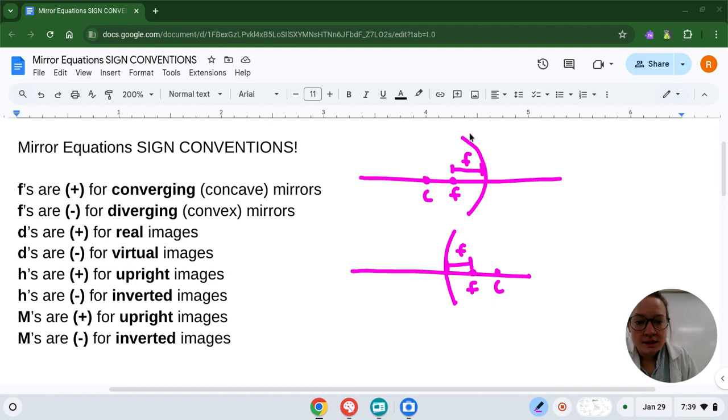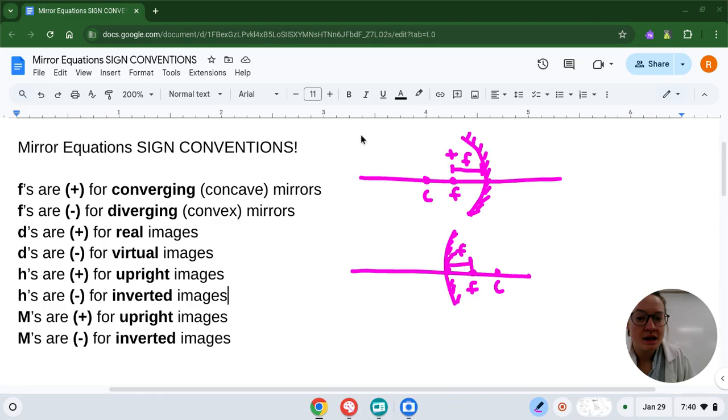Notice here that the focal length is on the front side of the mirror for a converging mirror. You can see here's the focal length on the front side. This right here is the back side with the little lines that I drew. So the focal length is on the front side. Anything that shows up in front of the mirror we call positive. Here you can see that the focal length is actually back behind the surface of the mirror. It's behind the vertex. So we say that this focal length here is negative because it's back behind the mirror. Same thing happens for all of our distances.